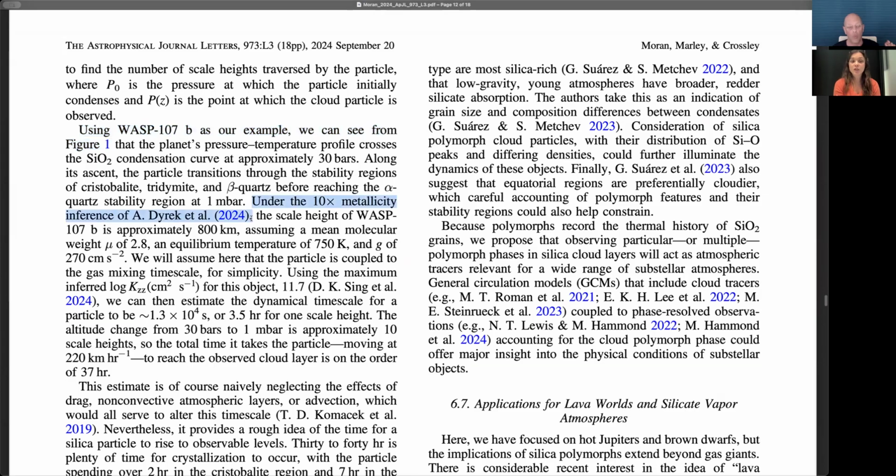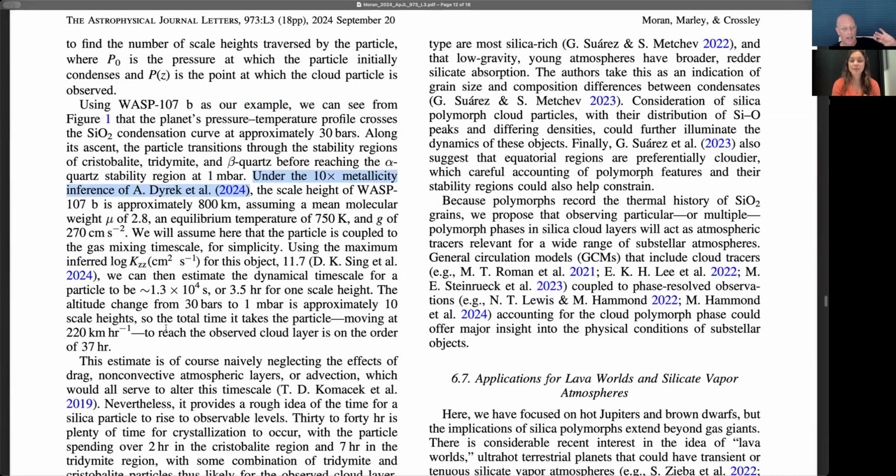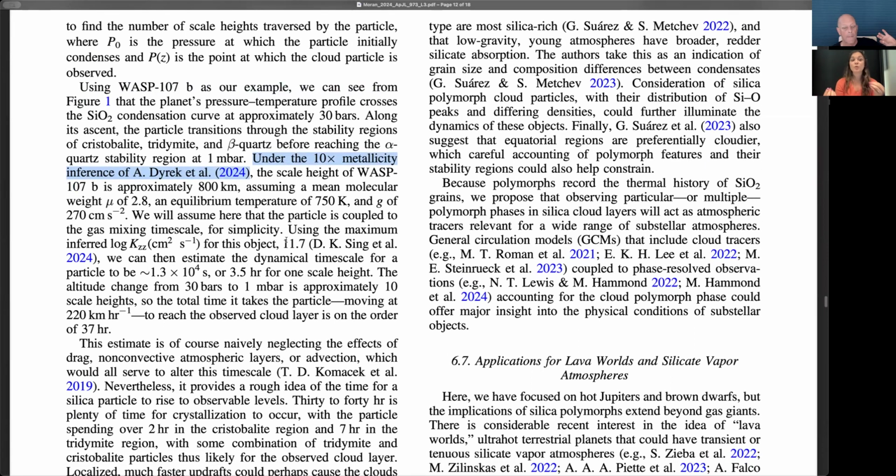And then we're just assuming that our particle's moving at the same speed that the gas is mixing upward. And so it's actually something that was measured by the presence of methane in this object, WASP 107b. And it was a very rapid mixing. So log of 11.7 centimeters squared per second. And so put that mixing time scale with the scale height, and we get a dynamical time scale for our particle to be around 3.5 hours to move one scale height. Okay. And so we're moving from 30 bars to about a millibar, which is like 10 scale heights.